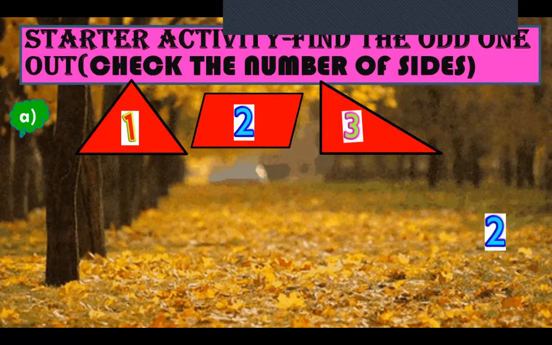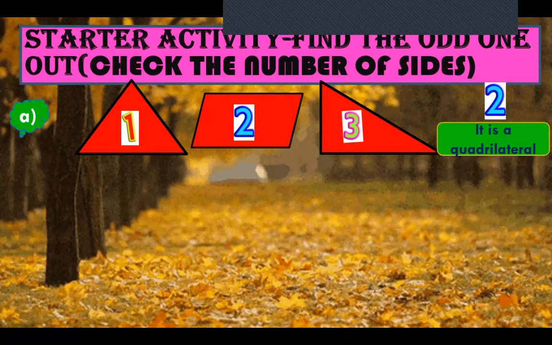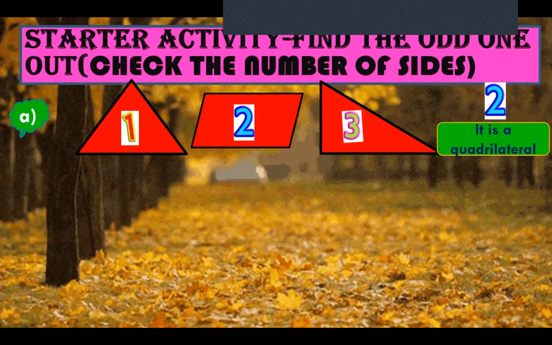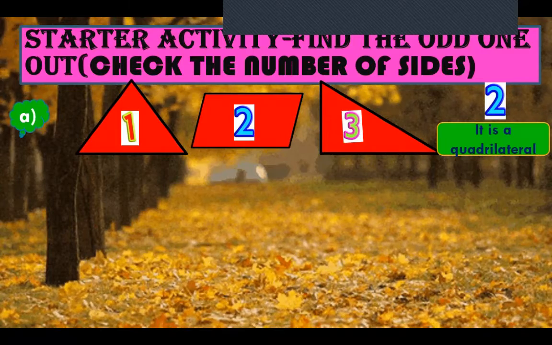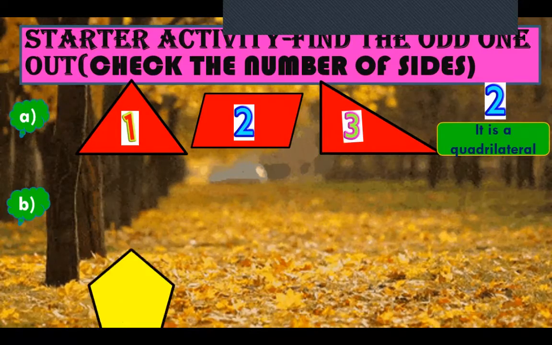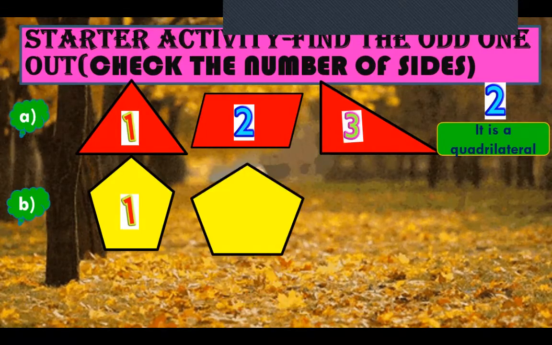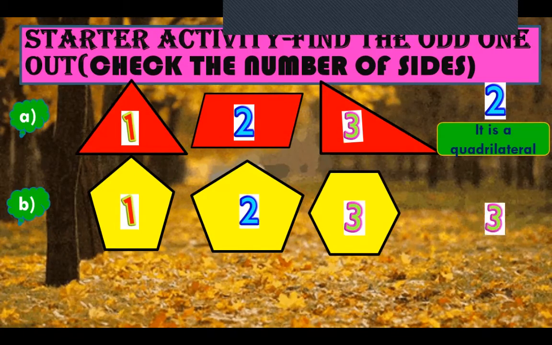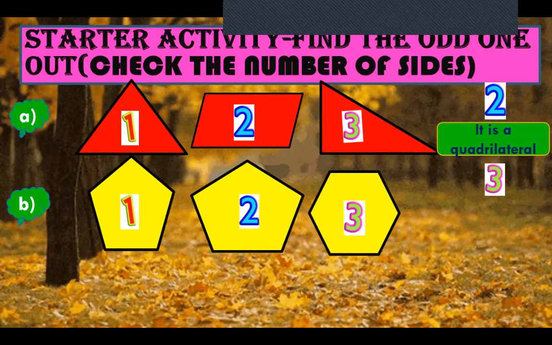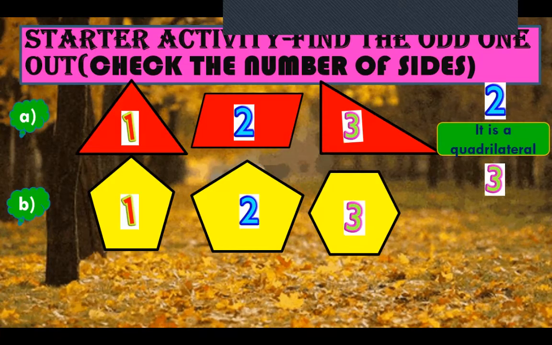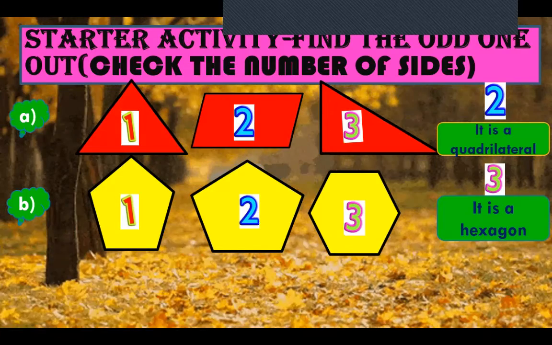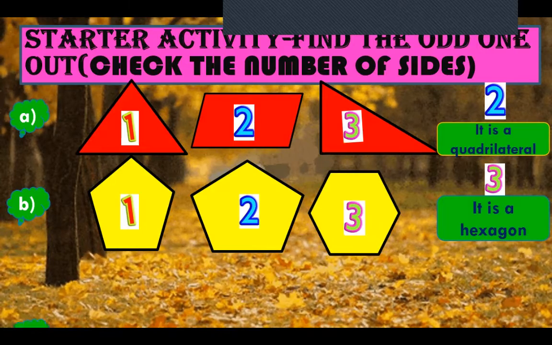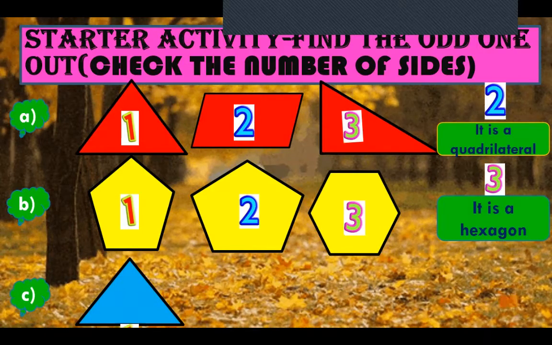In the first question, the second shape is odd as it is a quadrilateral having 4 sides while others are triangles having 3 sides. Now the second question. Here, the third one is odd as it is a hexagon having 6 sides and others are pentagons having 5 sides. Now the third question.